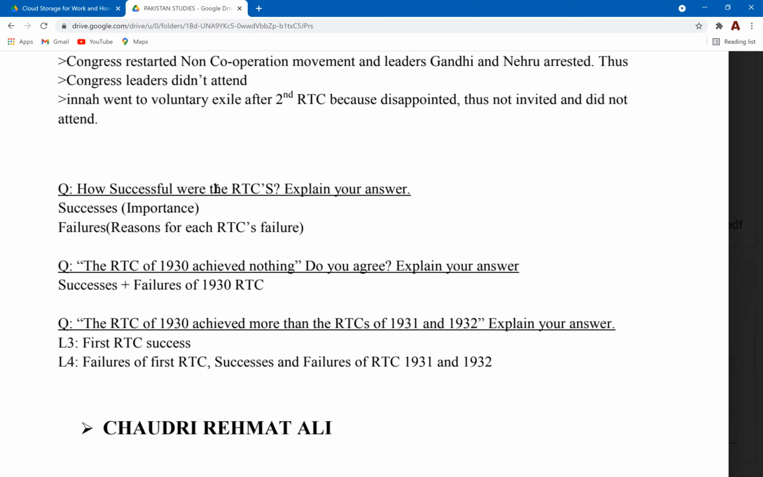This is the homework. Please note it down. How successful were the 3 roundtable conferences? So there would be 5 failures and 2 successes.